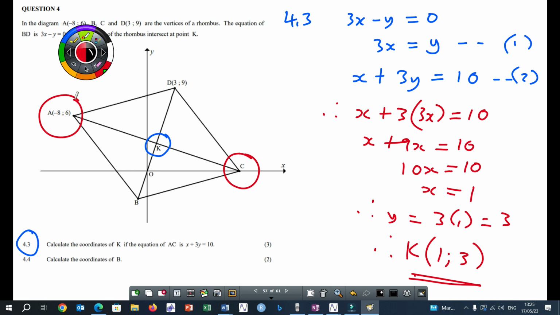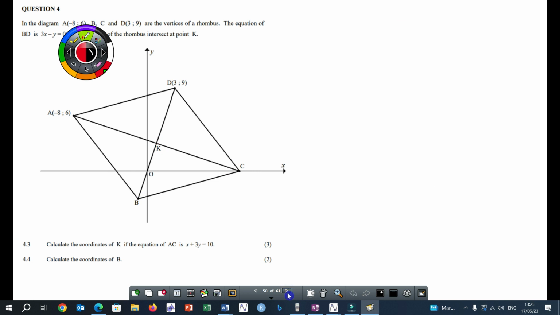Then calculate the coordinates of B. Okay? This is a rhombus. There are 2 methods of finding the coordinates of B. You can use what's called transformation, or you can just use the midpoint itself. So I'm going to use the coordinates of K to find the coordinates of B. Do you know that it's possible to do that? Right, so I'm already smiling because that's easy.